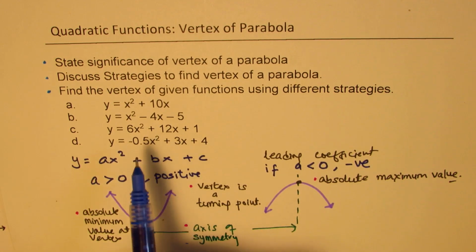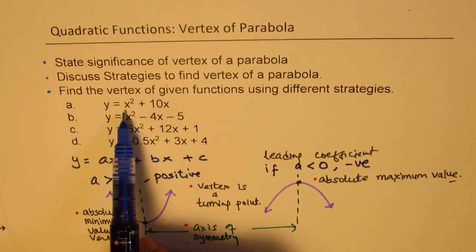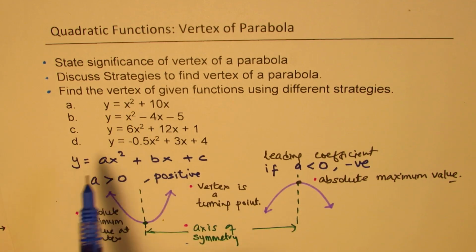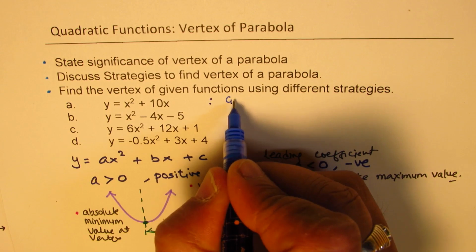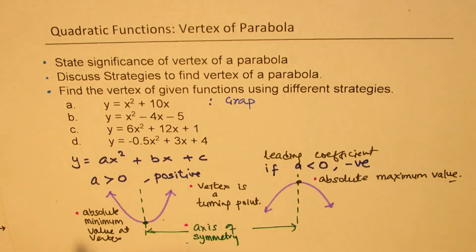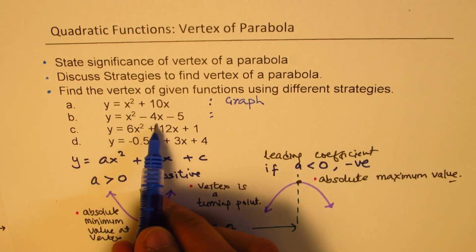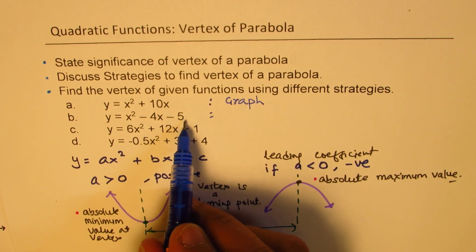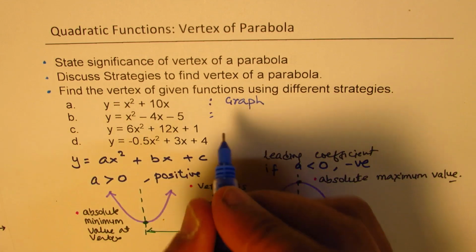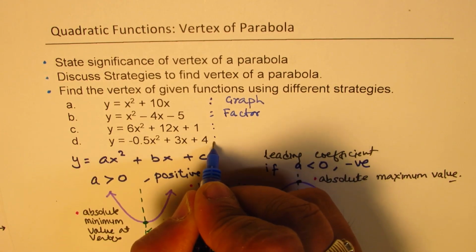Now let's look into different strategies which we can apply to find the vertex. The very first one here is x squared plus 10x. Now we could actually graph this and find the vertex. So that is one strategy. Second one is x squared minus 4x minus 5. 5 is 5 times 1 as product and sum. If I take minus 5 and plus 1, we get minus 4. So we could factor easily, so we will use factoring.